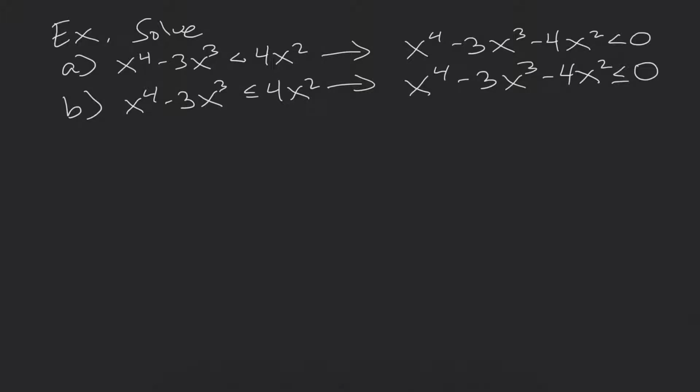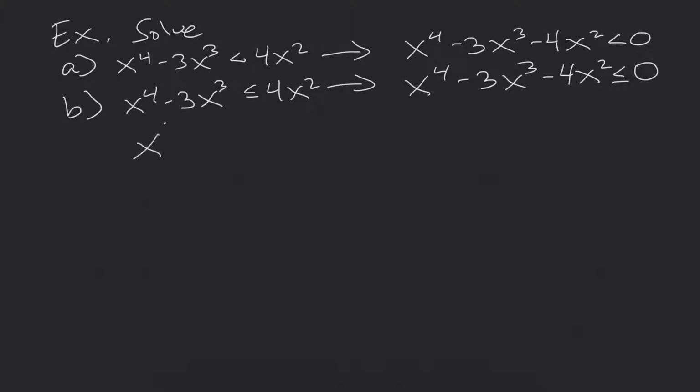So it doesn't matter which side you move it to. If you move it to a different side than your friend does, you will have different work in between, but you'll get the same final answer. It'll match up. But you need a 0 on one side, doesn't matter which side. So I subtracted the 4x squared over on both of those.